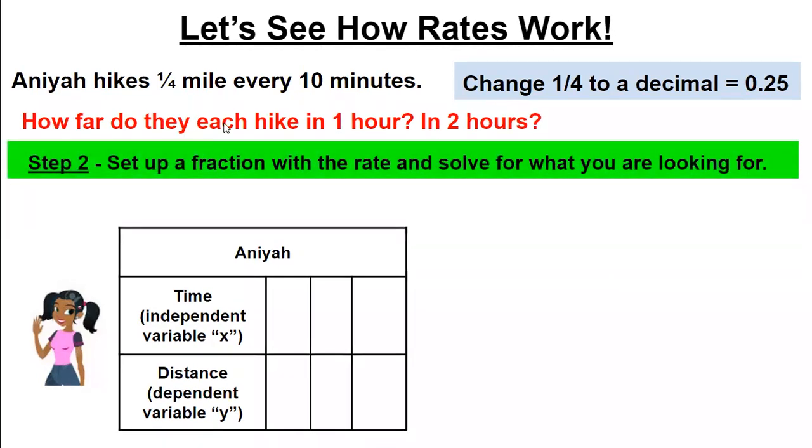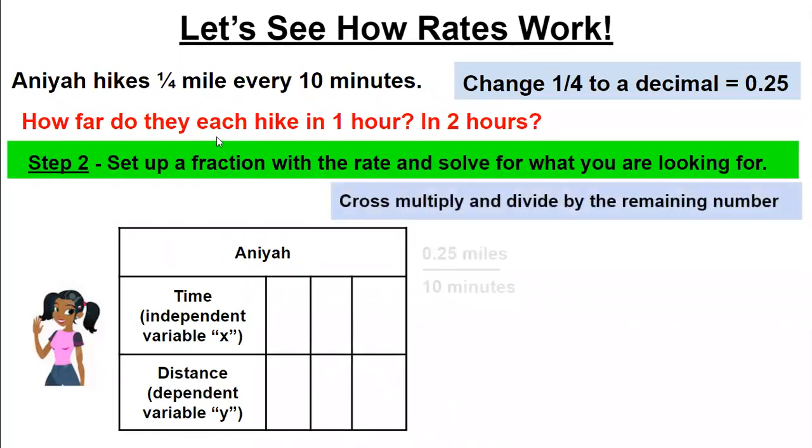Step 2, we're going to set up a fraction with the rate and cell for what we are looking for. And then we're going to cross multiply and divide. So 0.25 miles over 10 minutes. Notice how the rate is different from Maya because Anaya has a different rate. And now we want to figure out how much she walks in 1 hour.